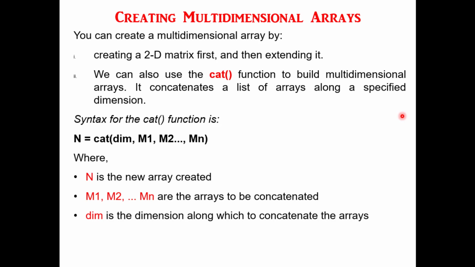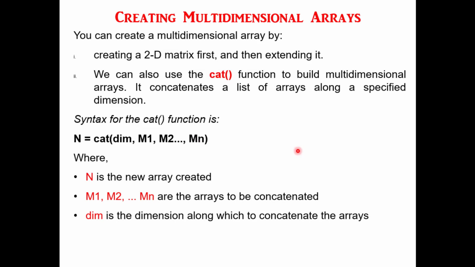So how do we create multidimensional arrays? Usually there are two ways you can create a multidimensional array. First is by creating a two-dimensional matrix and then extending it into further dimensions. Secondly, you can use the cat function, the concatenate function, to build multidimensional arrays. This function concatenates a list of arrays along a specified dimension.